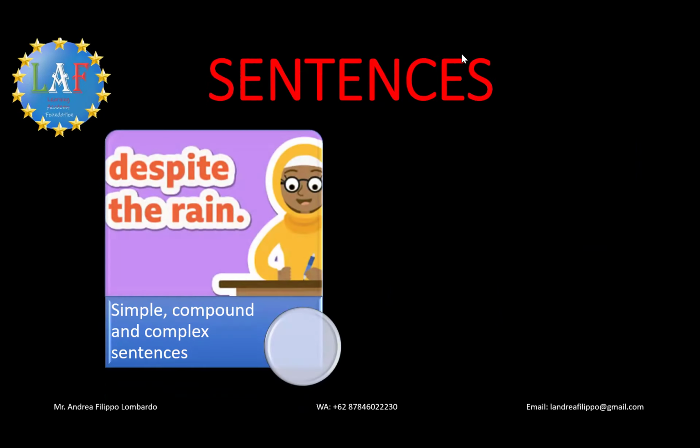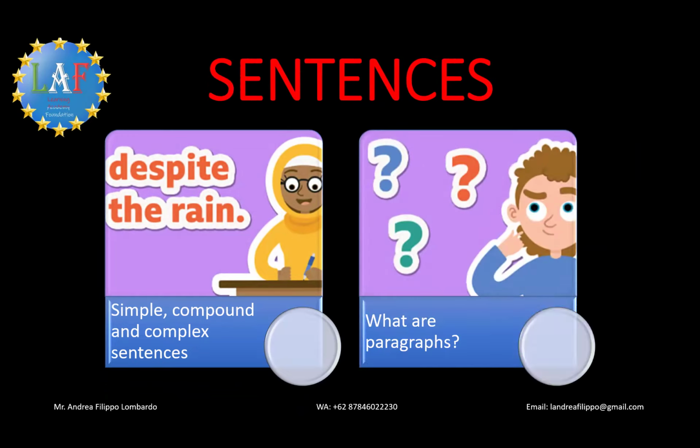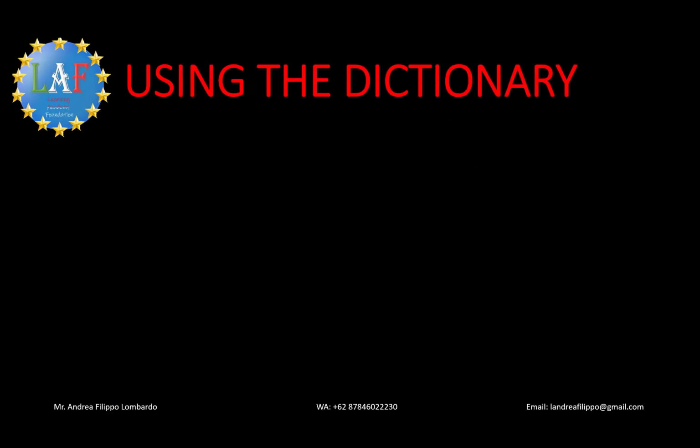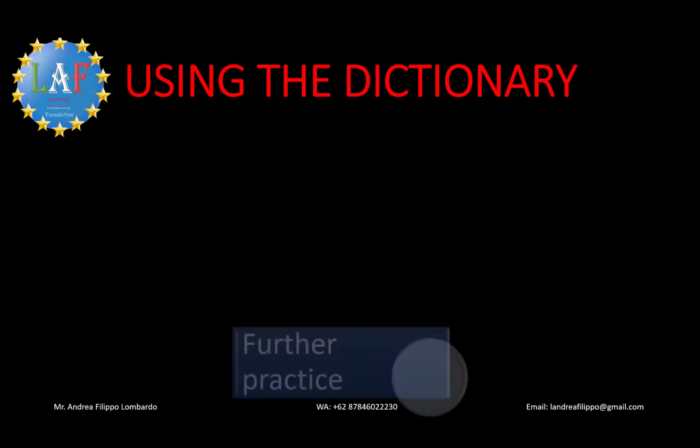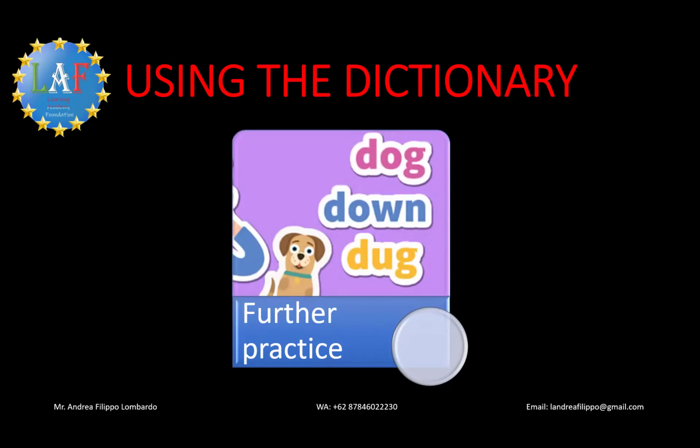where the students will learn about simple, compound, and complex sentences and writing in more detail. And they will also see that a number of sentences grouped together are called paragraphs. They are usually about one idea or theme. After sentences, the next section will be about using the dictionary, where the students will revise what alphabetical order is and understand how to use a dictionary.